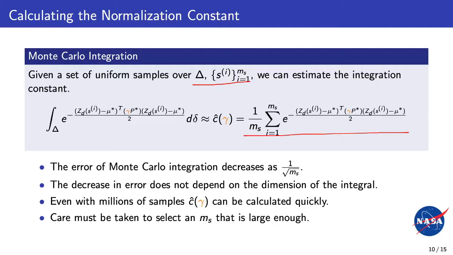The error of the Monte Carlo integration is going to decrease as 1 over the square root of ms, which is the number of samples, and this will be independent of the dimension of the integral. Even with millions of samples, we can calculate the normalization constant relatively quickly, and the only thing that must be taken into account is that ms must be large enough to have accurate solutions.